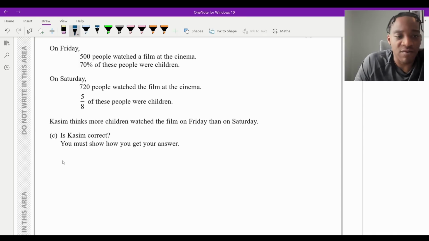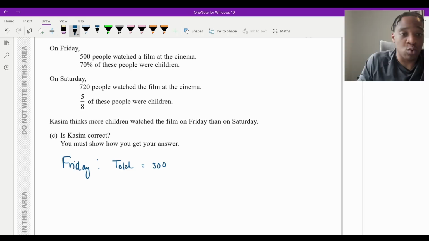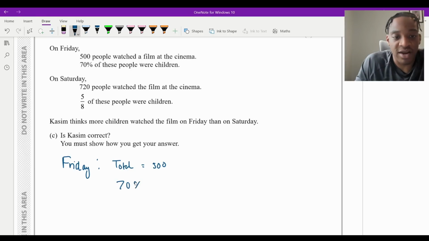So let's start with Friday. What do we know about Friday? We know that there were 500 people, so I'm going to write total is equal to 500. And we know that there were 70% that were children. So what we need to do to work out how many children watched it on Friday is just work out 70% of 500. Now, we don't have a calculator, so what I like to do is write the total as a percentage, which would be 100. So I can say that 100% of people would be the 500, meaning that, well, remember, you want to get to 70%. So what you could do is figure out what 10% is, and that's quite easy because you're just going to divide by 10.